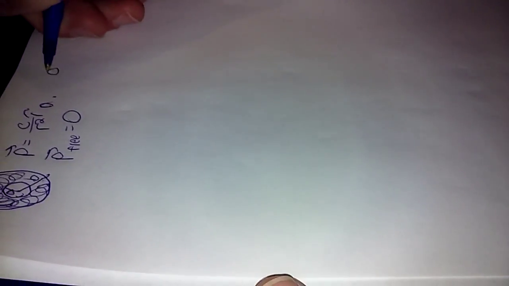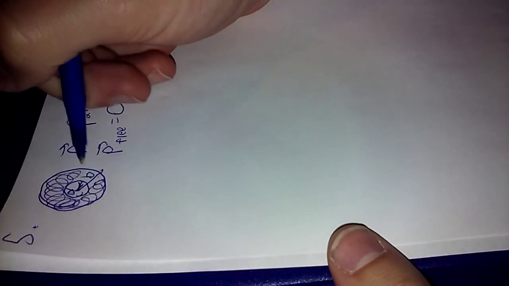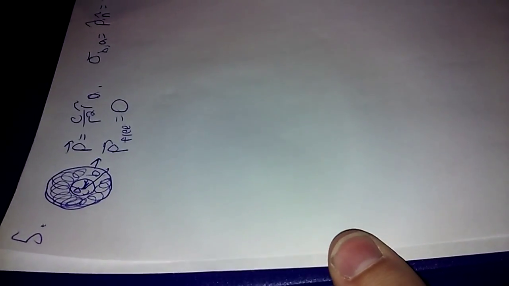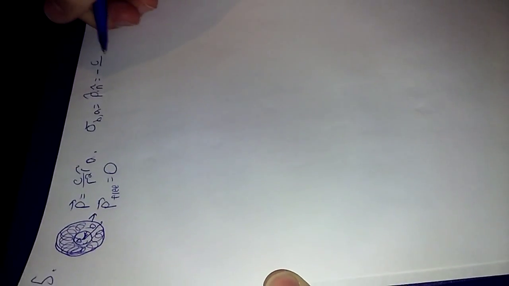Then it asks to find the bound charges on both surfaces. So sigma bound at A, P hat dotted with N hat. Once again, N hat and P are in the same direction, the R hat direction. Except here, N hat is going inward, here it's going outward. So they're opposing. So it's negative C over R squared evaluated at A, so negative C over A squared. And then at B, now P and N hat are in the same direction. So evaluated at that value of R, we get C over B squared.